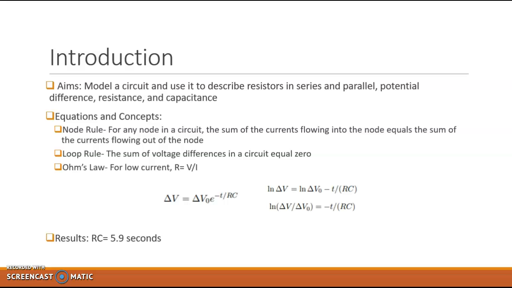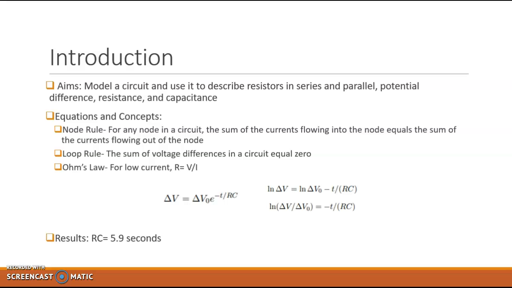tools to take measurements. Some guiding principles include the node rule, which says that the sum of currents going into a node equals the sum of currents going out, and the loop rule, which says that the sum of the potential differences within a loop in a circuit equals 0. Finally, Ohm's law, which describes the relationship between resistance, current, and voltage.